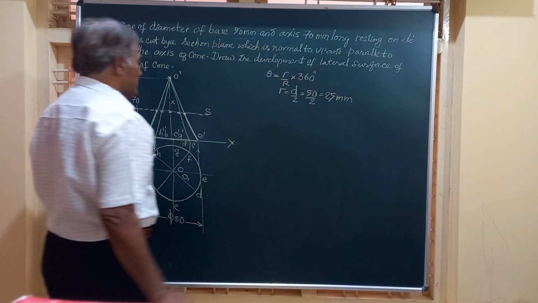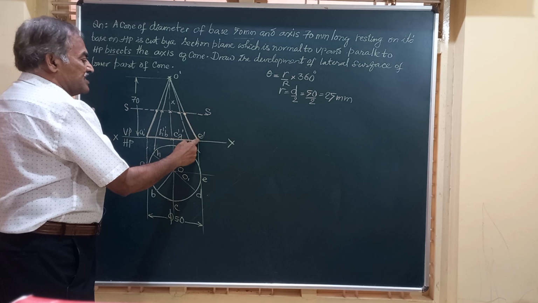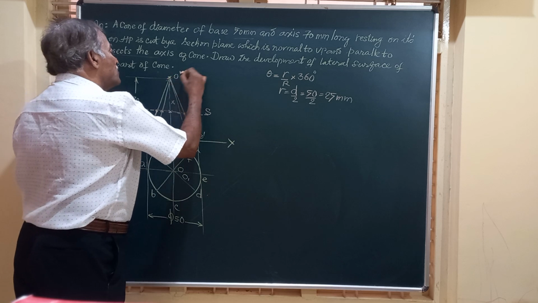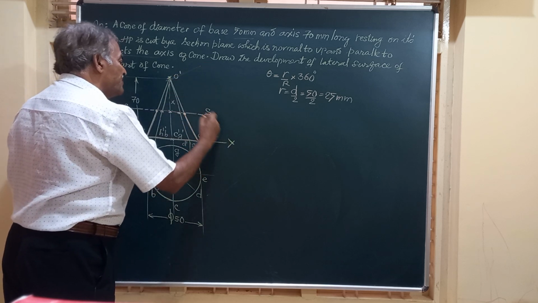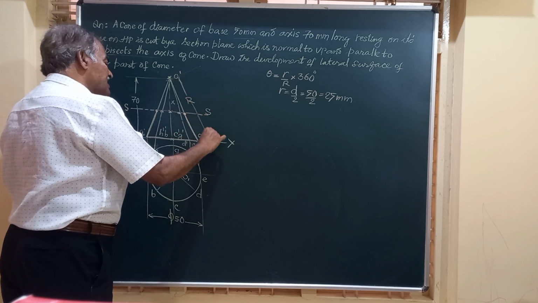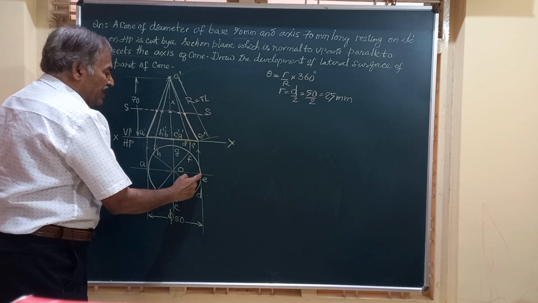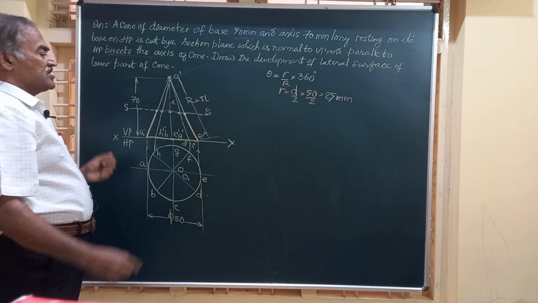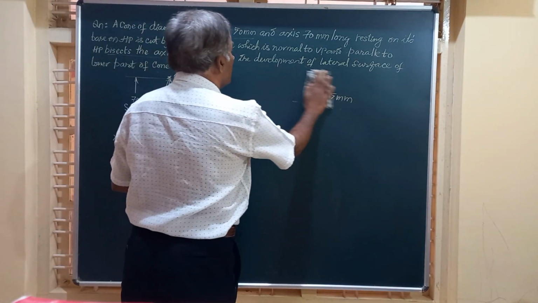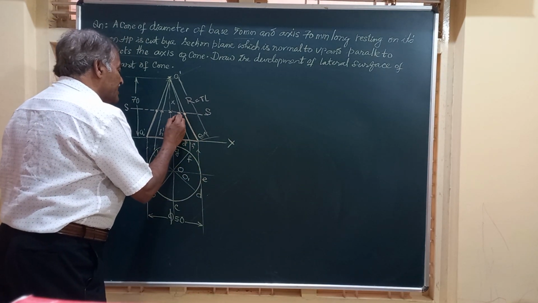What is capital R? Friends, capital R is the length of this slant generator or the end generator, O dash E dash, O dash A dash. So friends, this can be obtained after construction of the front view. R is the length of the end generator, and this, remember, is the true length because OE is parallel to VP, so O dash E dash gives the true length of the generator. So friends, now we have to draw the development of the lower part of the cone. I will call this part as P.